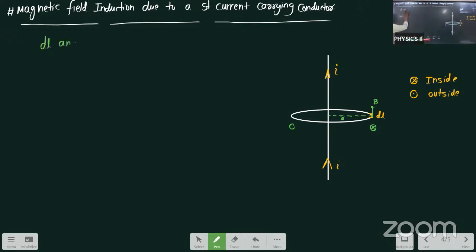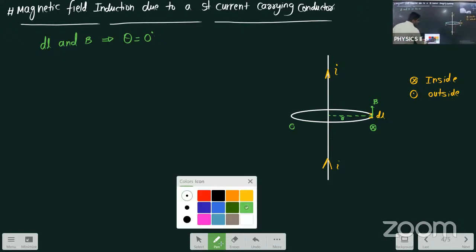dl and B. So the angle between dl and B is how much? Theta is equal to 0 degrees, because this length element dl is in this direction, and the magnetic field is also in the same direction. So what is the angle between them? The angle between them is 0 degrees. Now let us determine the magnetic field at this particular point.